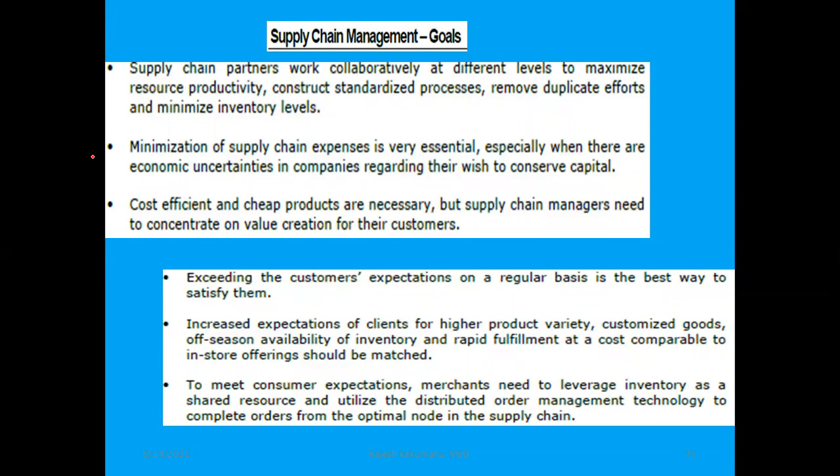Next, increased expectations of clients for higher product variety, customized goods, off-season availability of inventory, and rapid fulfillment at a cost comparable to in-store offerings should be matched. To meet the customer expectations, merchants need to leverage inventory as a shared resource and utilize distributed order management technology to complete orders from the optimal node of the supply chain.